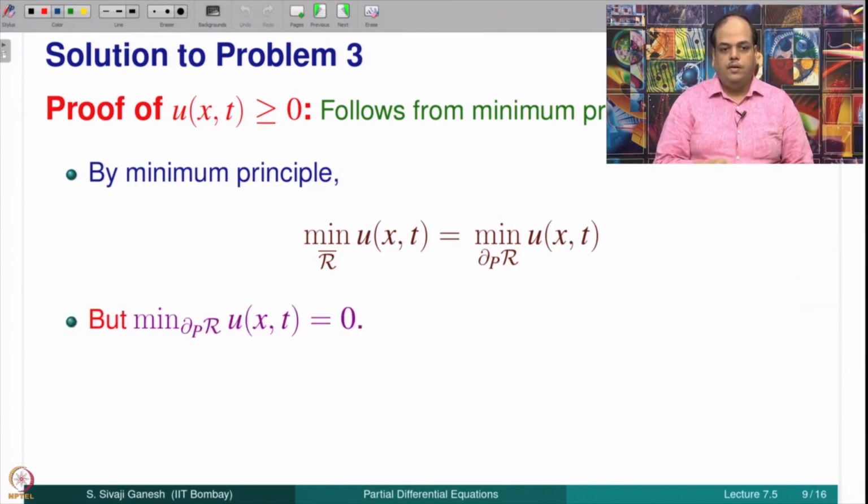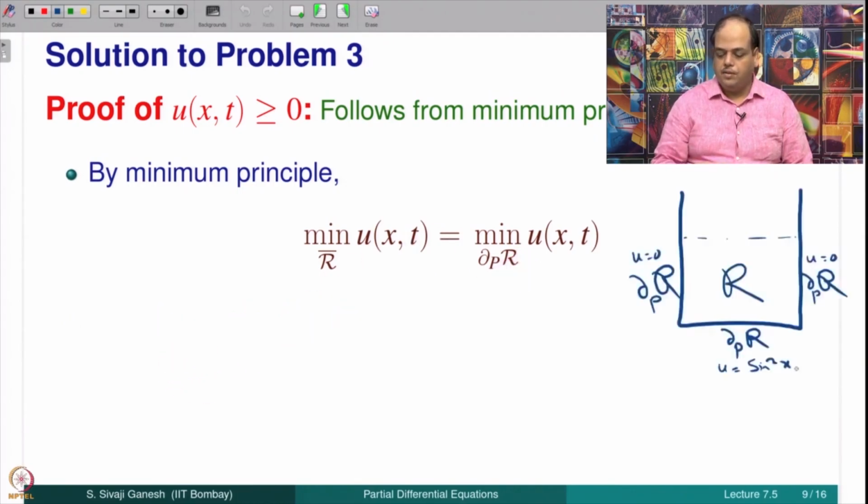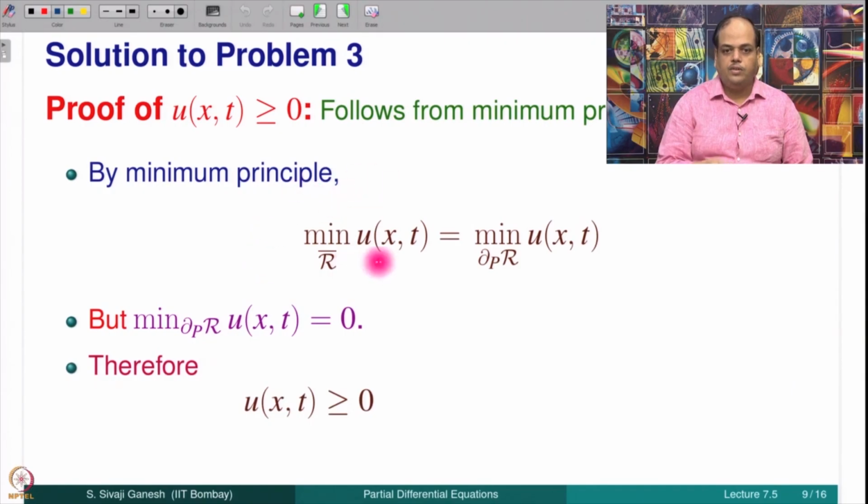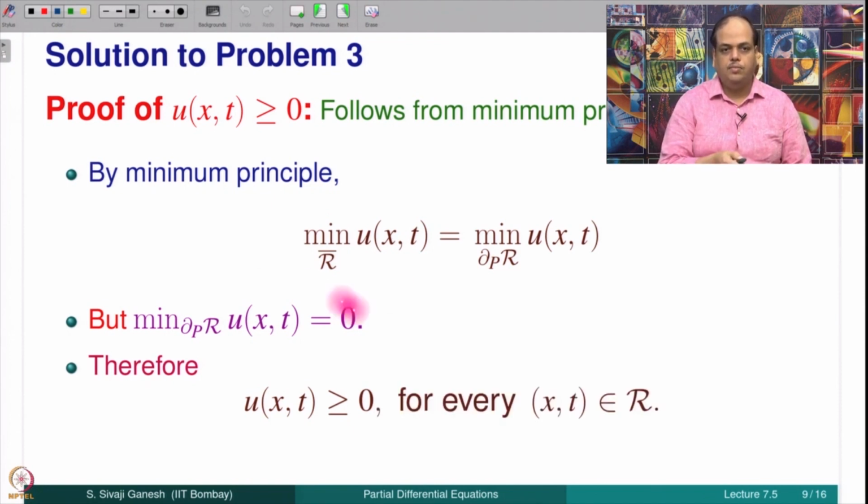So, the minimum of u on the parabolic boundary is 0 because the minimum of sin square x on 0 to pi is 0. So, the minimum is 0. Therefore, the minimum of u on R closure is 0, which means u is greater than or equal to 0 on R closure, in particular on R. So, this completes the proof of the first inequality.